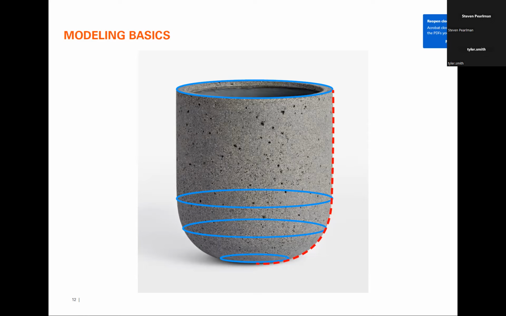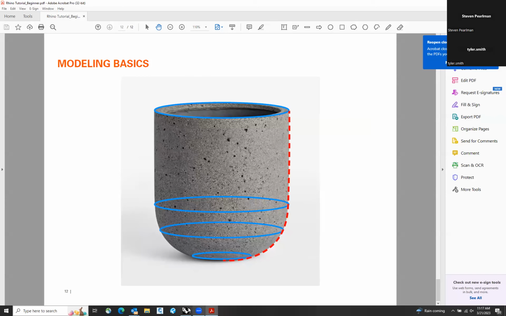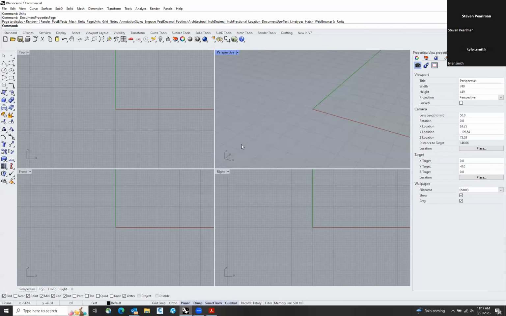So just as you're diving into the software and as you're starting to model different things, just remember to start out with the 2D lines that create the 3D object. All right, and with that, let's hop into Rhino.